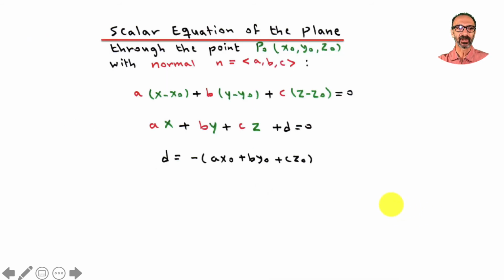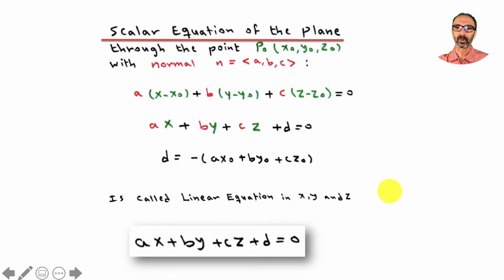Scalar equations of the plane. When you multiply this and simplify it, you get a times x minus 0, with the minus sign, and those are constants. Grouping them all together, they want to call it d. It's just a cleaner look. That's it, pretty much. This is called the linear equation in x, y, z.